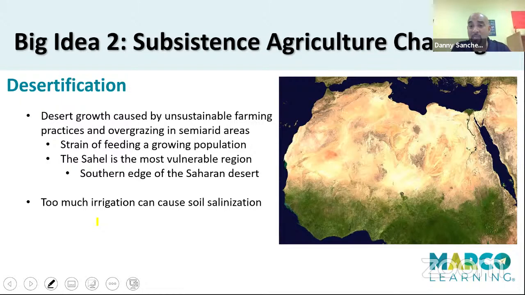All right. You see, there's North Africa. You see where the green starts. Every day that desert's pushing a little bit further south. Desert growth caused by unsustainable farming and overgrazing in semi-arid areas. The idea that, particularly along this region called the Sahel, they're basically all stage 2 countries.